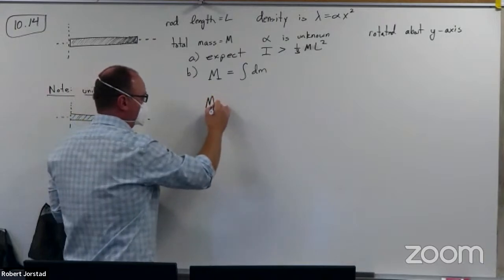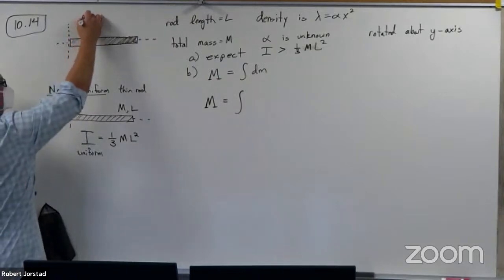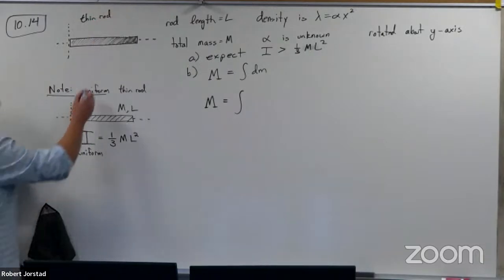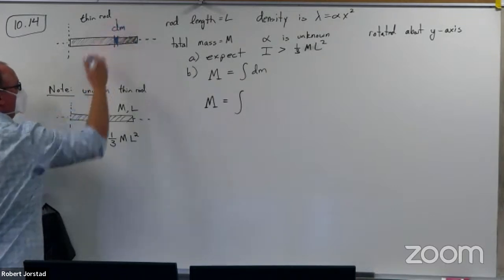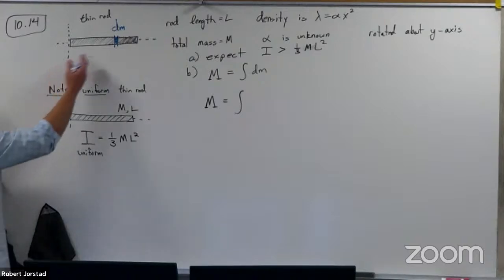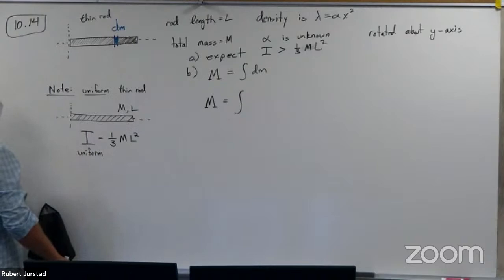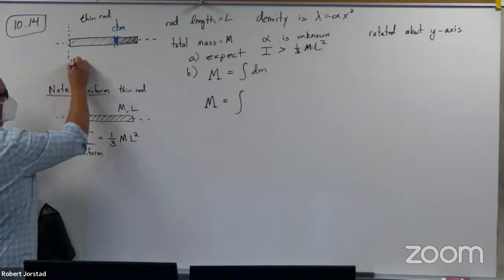Well, in this case, what's dm for this thin rod? Let's take a chunk of it. There's my dm. How could I get this into an integral that I could actually use? What's something we've done in almost every problem when we have this picture and I slice it up like this? Say again? State how far away from the axis. Yeah, we describe the distance to the chunk.